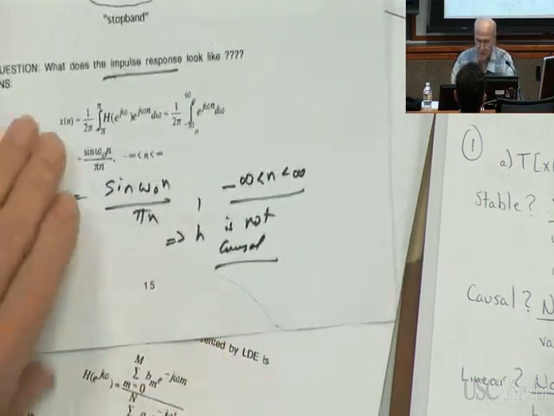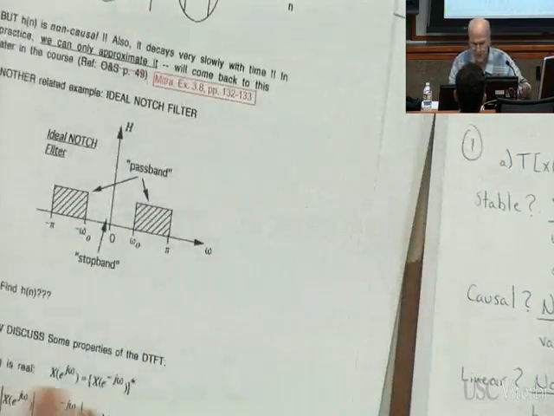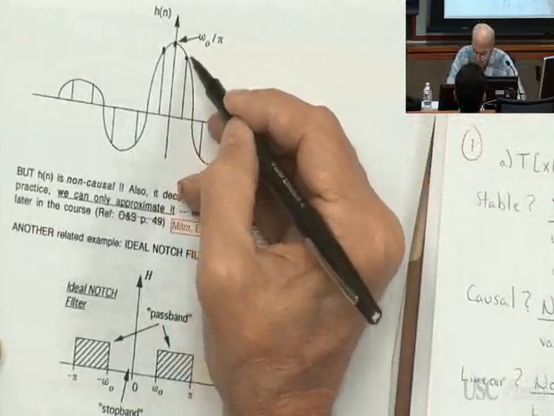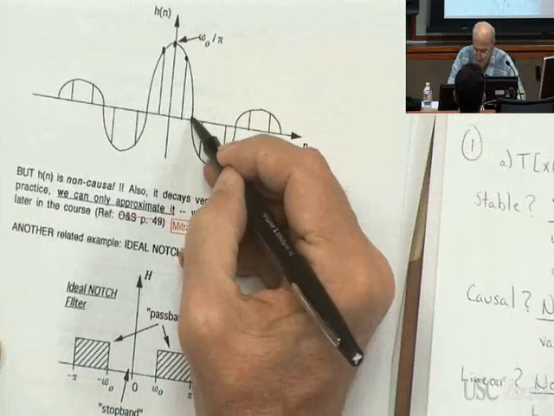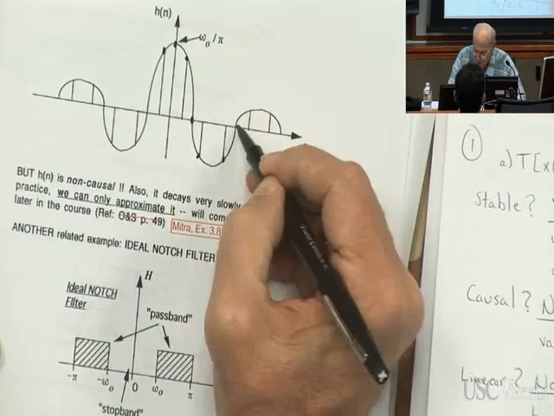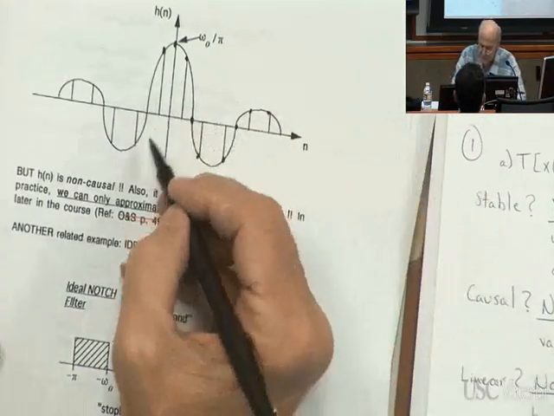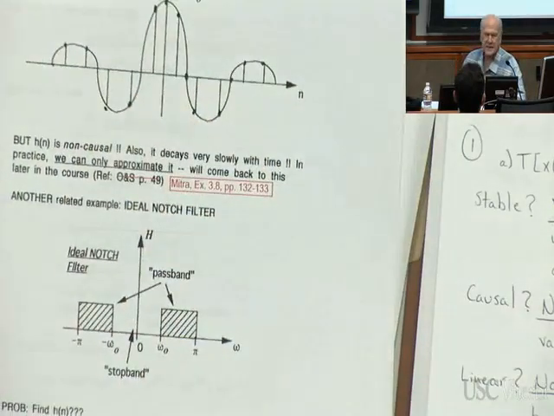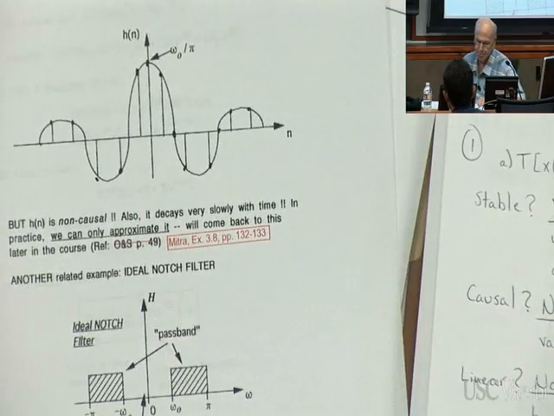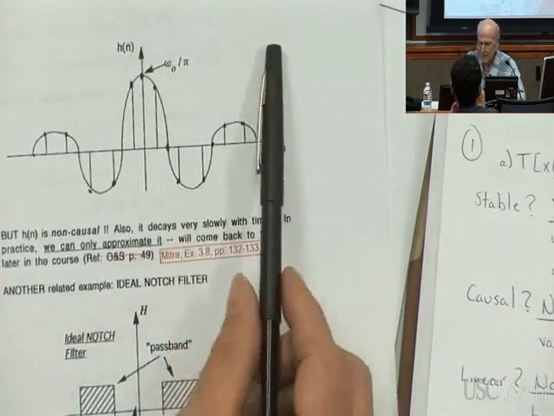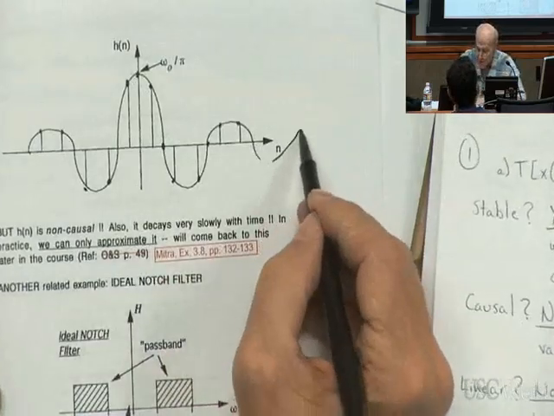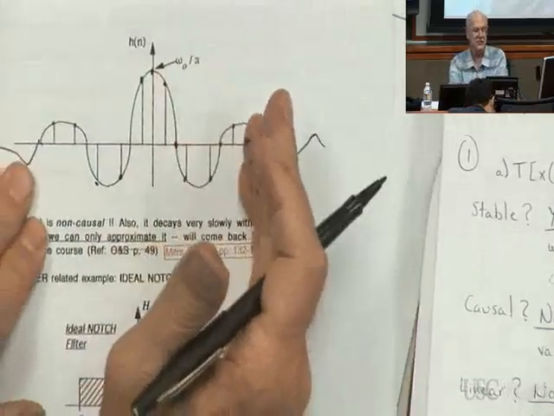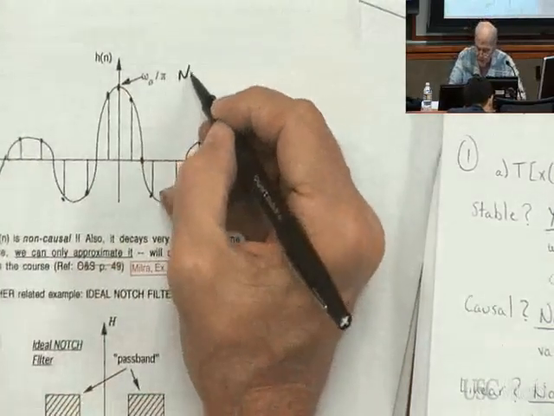But this impulse response, well, here I sketched a little picture of it. It looks something like this. These are the sample points. This solid line is just the envelope, but these are the sample points. So the point is that this system is, first of all, infinitely long. It just goes on like this. It's a sinc pulse, and since it doesn't vanish for n less than 0, it is non-causal.